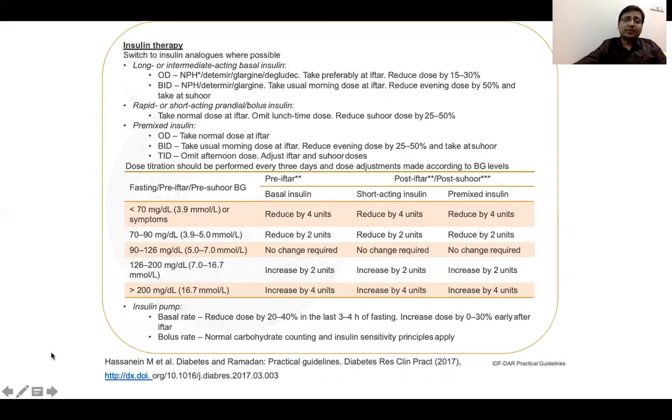Regarding insulin therapy, switch to insulin analogs where possible. Long or intermediate acting basal insulin is given once daily, preferably at iftar, with the dose reduced by 15 to 30% because patients are not going to take food for a very prolonged period.